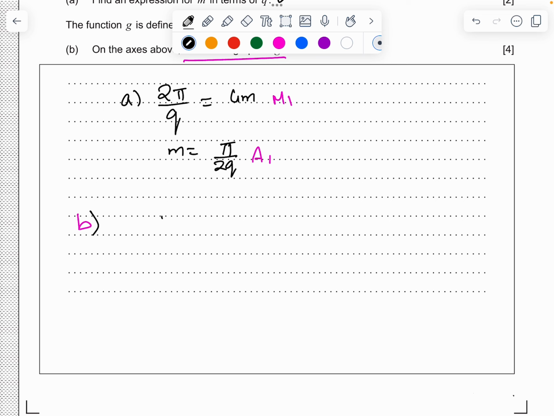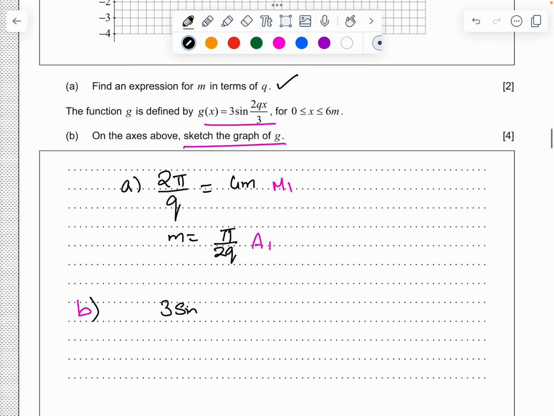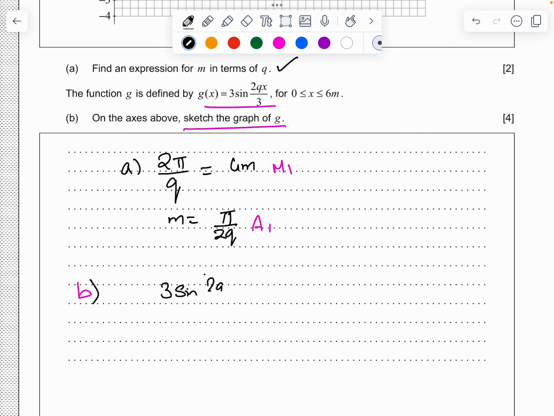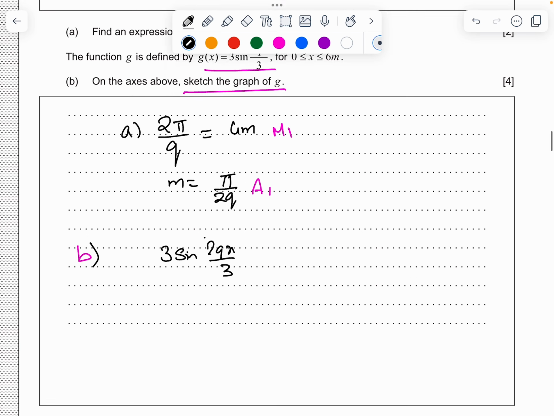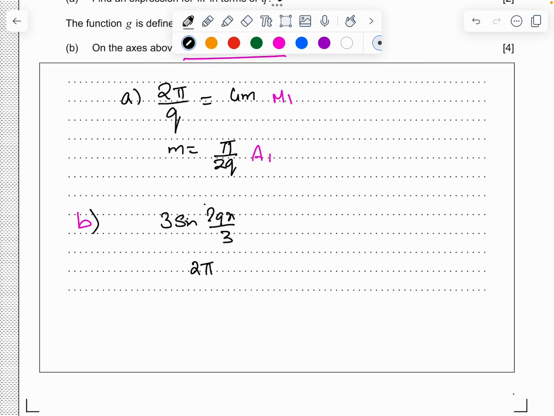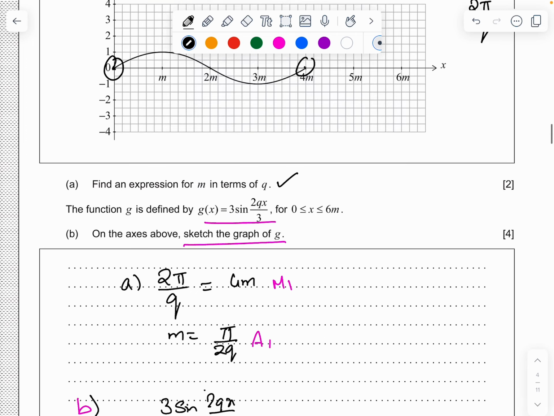Part B is given. It is 3 sine 2qx upon 3. So the period of this one is going to be nothing but what? 2 pi by 2q upon 3, which should be equal to 6 pi by 2q. But pi by 2q is m. So the period of the new function is going to be nothing but how much? 6m.